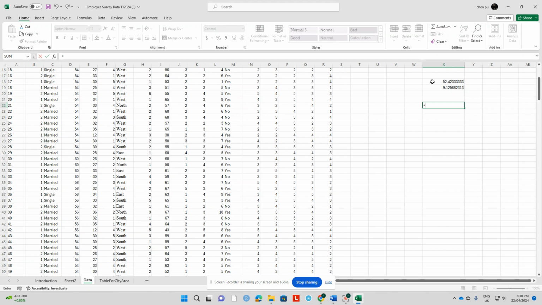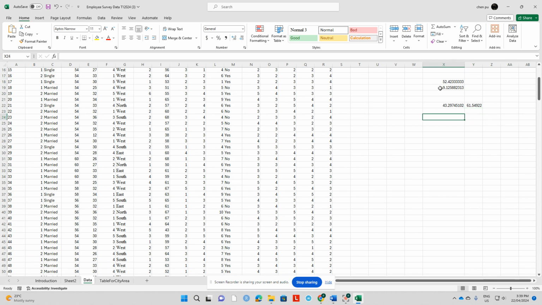So equals 52 minus 9.12. This is the lower bound, and for the upper bound, this one, 52 plus 9.12. This is the upper bound.